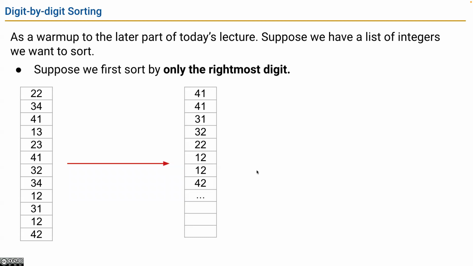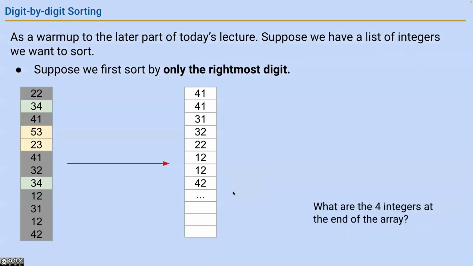So question for you, assuming there's no bugs in my slide, hopefully not. What are the 4 integers at the end of the array going to be? So just think about that. If I'm only sorting by the 1s digit, what do you get down there? Some green numbers and some yellow numbers. Okay, so I've grayed out the ones that are already there, so you only have to pay attention to those 4.